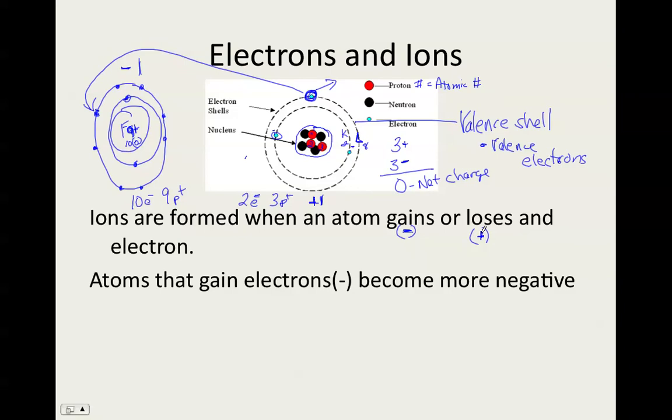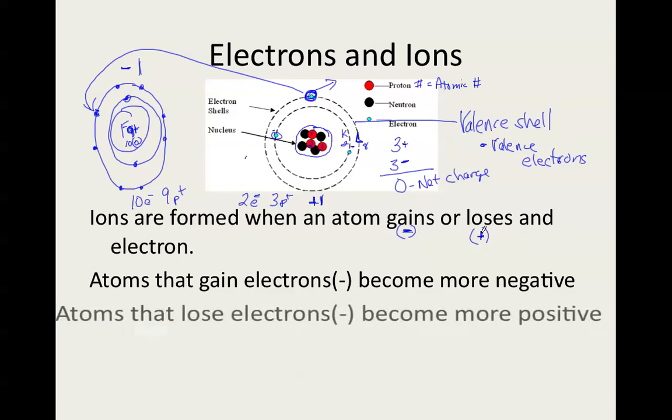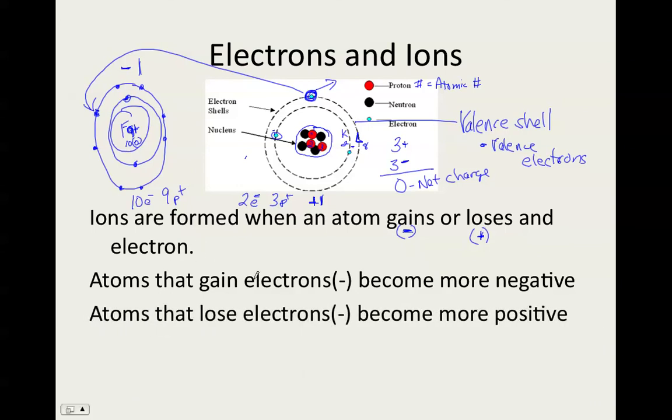Just to recap, how does a neutral atom end up with a charge? Well, it either loses or gains electrons. Once again, atoms that gain electrons become more negative, or negative ions. Atoms that lose electrons become more positive, or what we call positive ions. Another name for a positive ion is a cation. Another name for a negative ion is an anion. One of the ways I remember that is the t in cation looks like a positive sign.